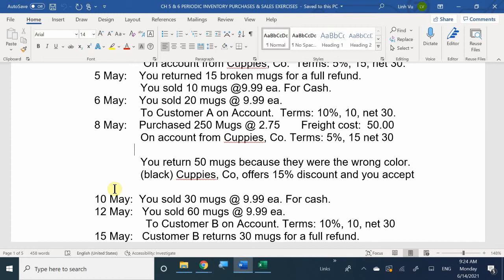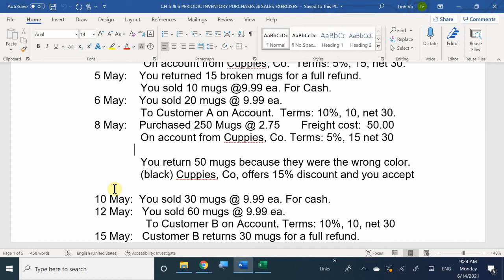So they get to keep the mugs. Mm-hmm. So they're going to give them a 15% discount. Is that off of the balance, or is that off of just the 250 mugs that they purchased? Where does the 15% come in? Where would they apply it, since they get to keep the mugs?